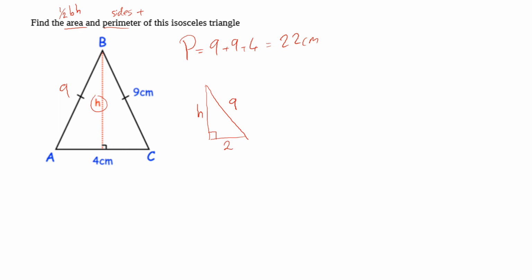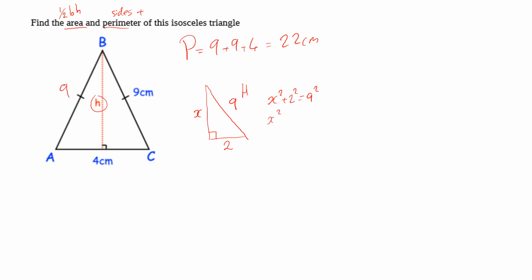We can identify the hypotenuse as being 9. It's kind of unfortunate having two h's there. Maybe I'll relabel this as x for now. And I'll say, okay, let's do my formula. x squared plus 2 squared equals 9 squared.